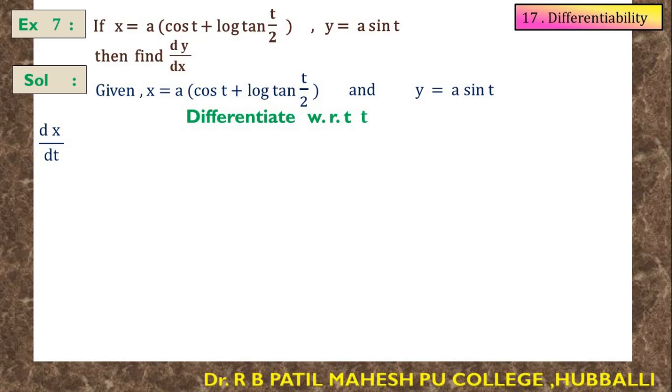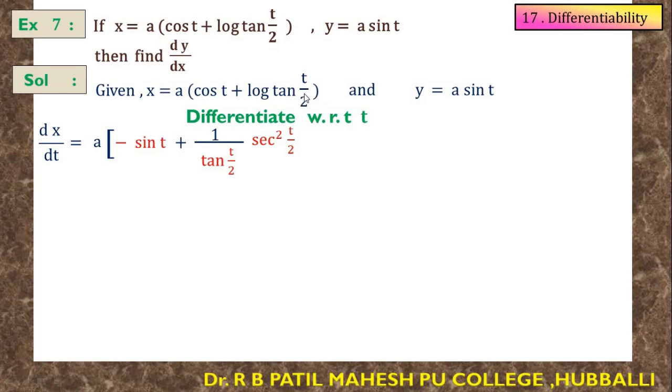Differentiate with respect to t, that is dx upon dt. A as it is. Cos t derivative is minus sin t. Plus, now this function's derivative. First you identify which type of composite function it is. It is a logarithmic composite. Here you can say we have log of a function. So log of a function is followed by 1 upon the function, that is tan t by 2, and after that the tan function derivative.